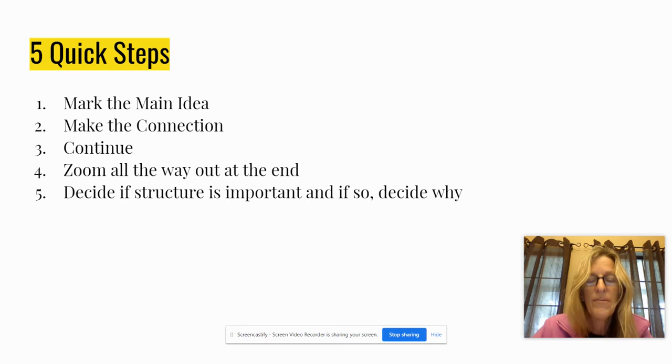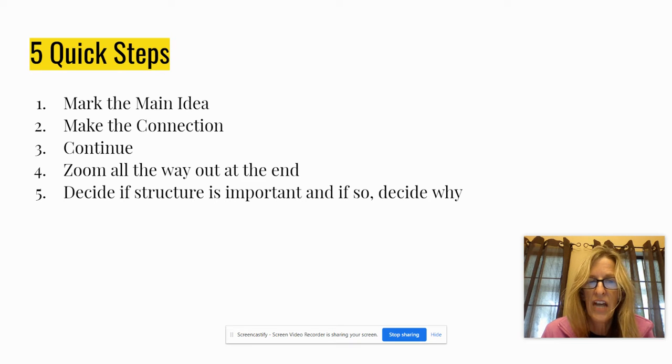The third step, just continue. Do that all the way through the passage. Mark a main idea. Compare it to the next main idea that's coming. Mark a main idea, compare it to the next idea. When you get several stanzas down or passages or sections down, then go back to the beginning and begin to see what is the main movement I'm beginning to see emerge.